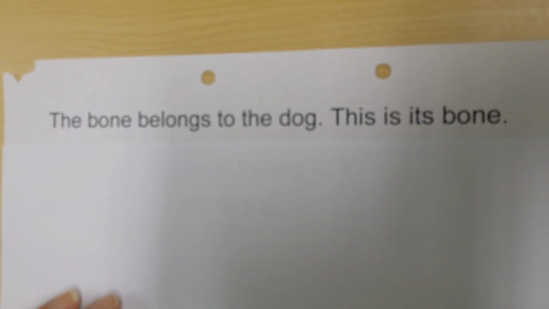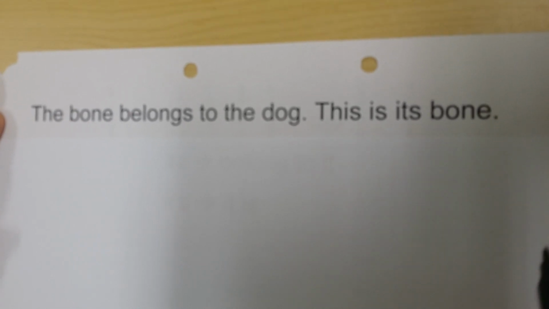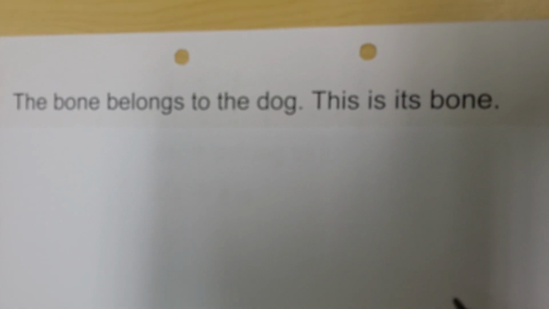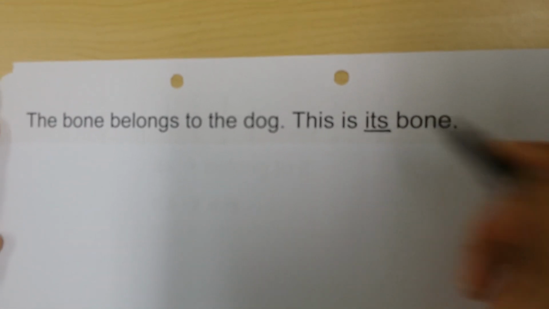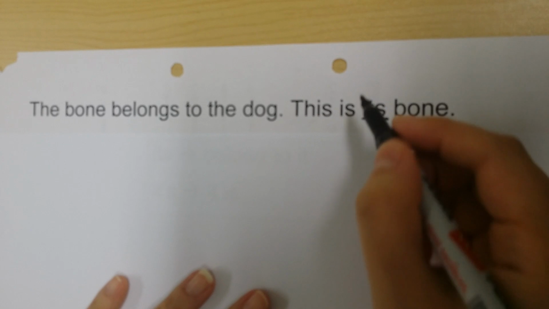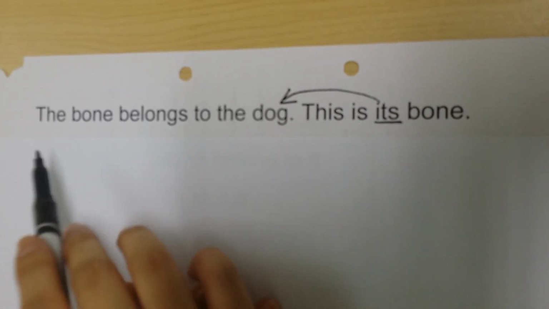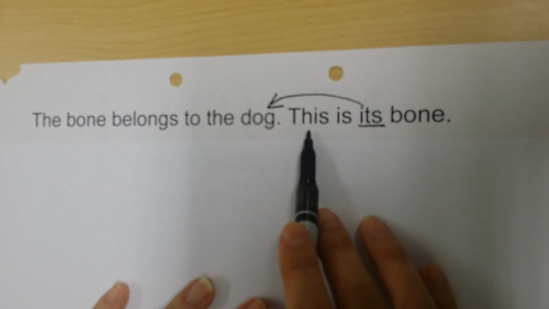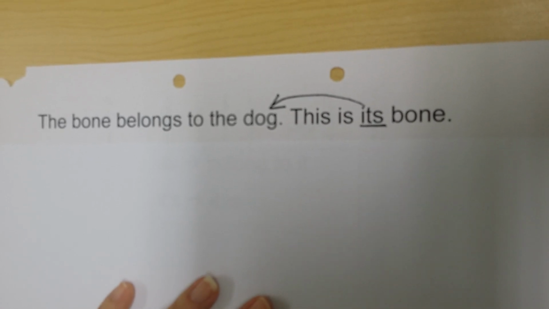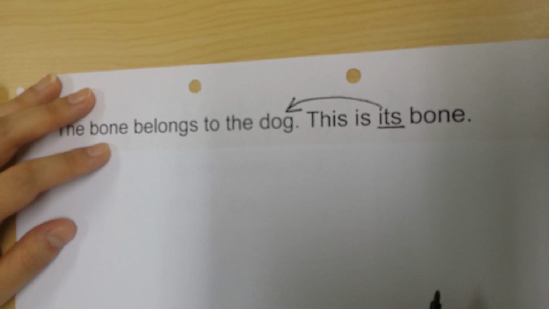Next, let's look at animals. The bone belongs to the dog. So the dog has the bone. How do we use the pronoun to say that it belongs to the dog? We use the pronoun its. So its is talking about the dog. So the bone belongs to the dog. This is the dog's bone. This is its bone.